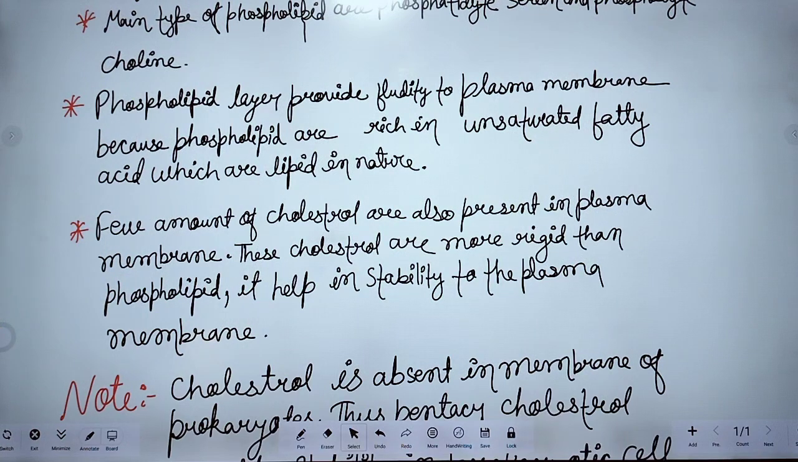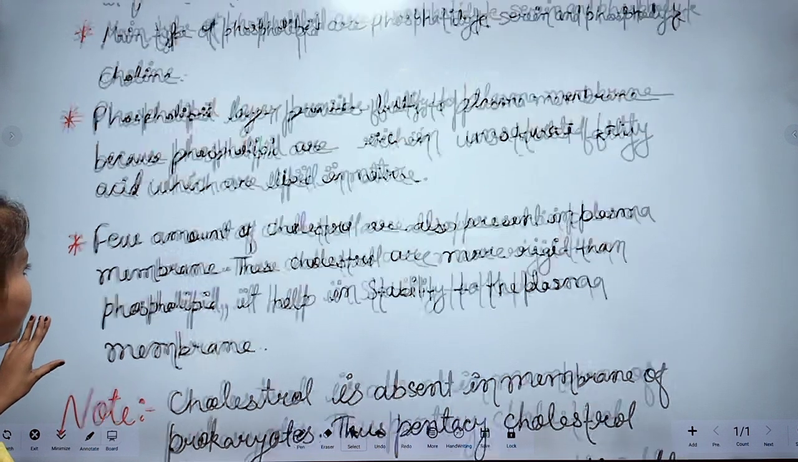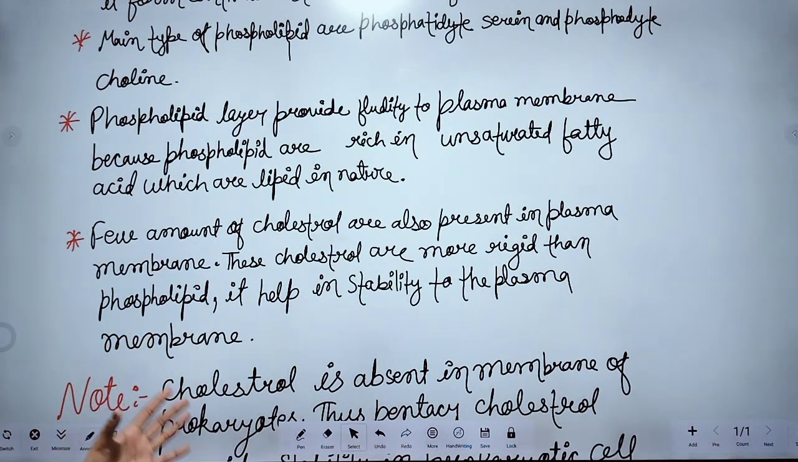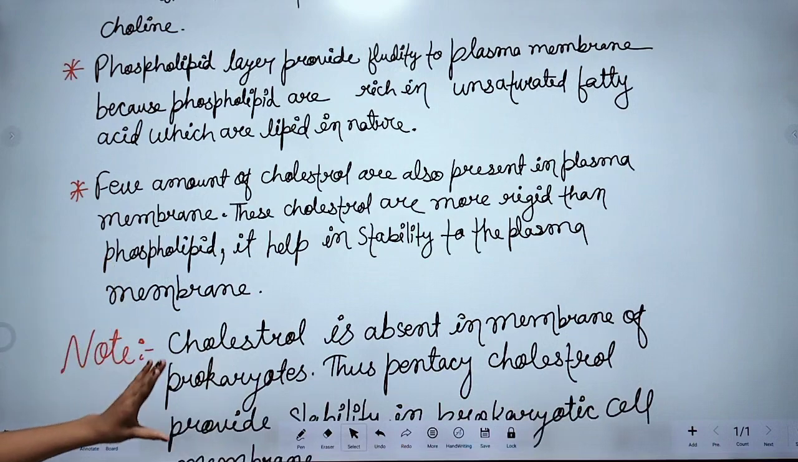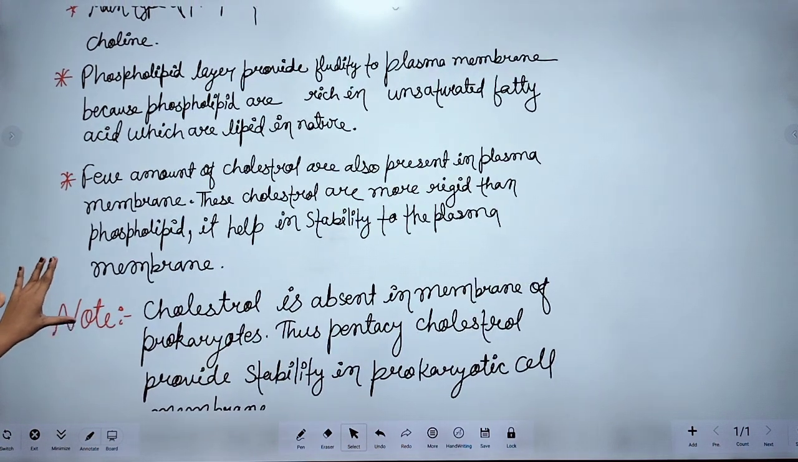Our next point is that a small amount of cholesterol is also present in the plasma membrane. This cholesterol is more rigid than phospholipid. It helps in the stability of the plasma membrane. If there is no cholesterol, then the membrane can also shrink. That's why it helps to make the plasma membrane stable.